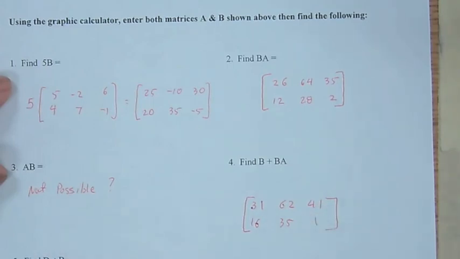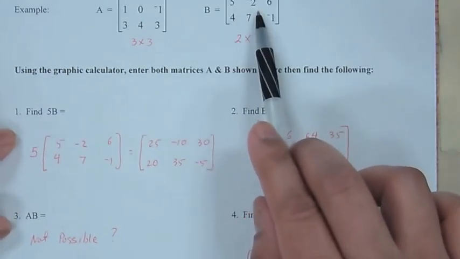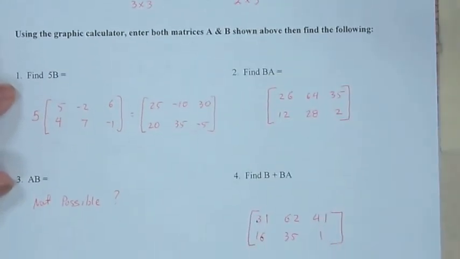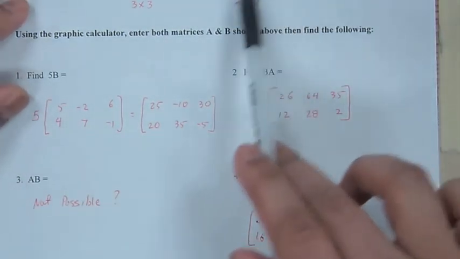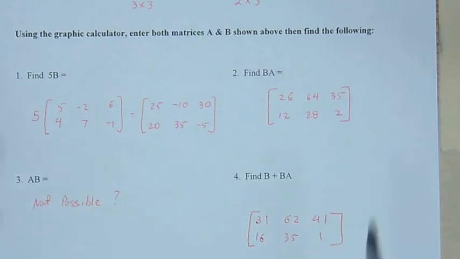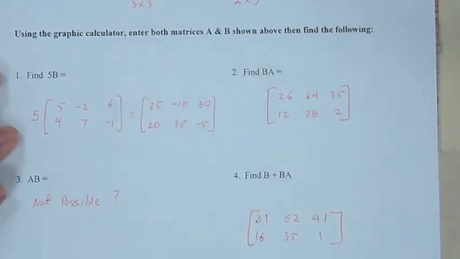And if I ask you guys to find the determinant of B, you plug B into your calculator right there, and find the determinant of it, and it says not possible. Well, why is that not possible? Going back to our first rule, determinants can only be found for a square matrix: a 3 by 3, a 2 by 2, a 4 by 4, and so on. So it's not possible.